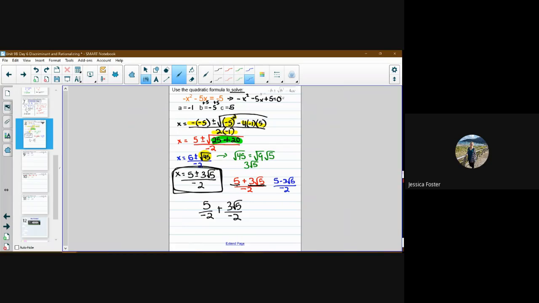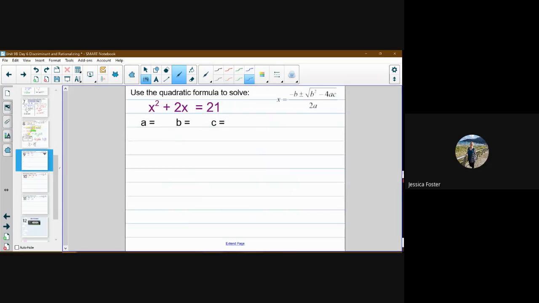All right, we have three more. Next one, x squared plus 2x equals 21. Let's go ahead and write this in standard form by subtracting 21 from both sides. There we go. My a value is 1, my b value is 2, my c value is negative 21. I'm going to go through this one a little bit faster here. If you need to, pause it and re-look at where I'm going for each of my steps.